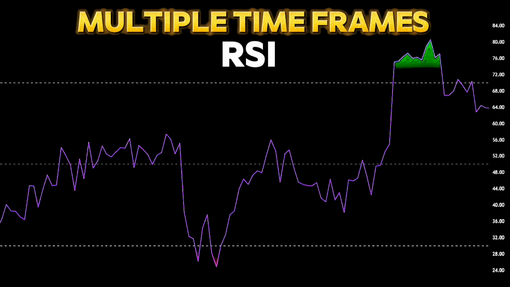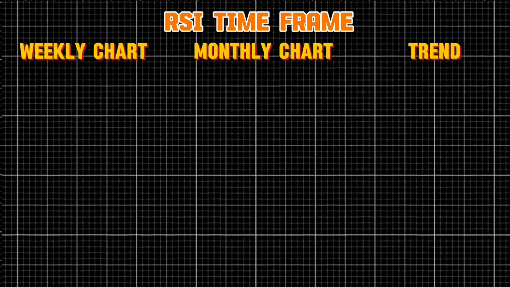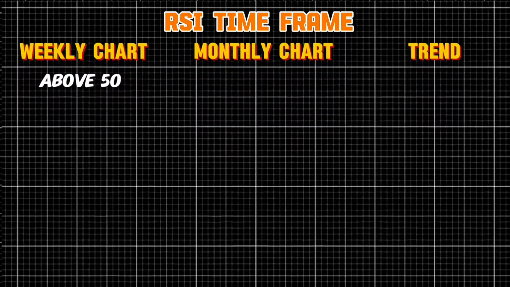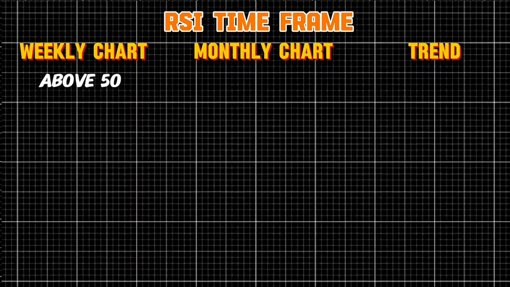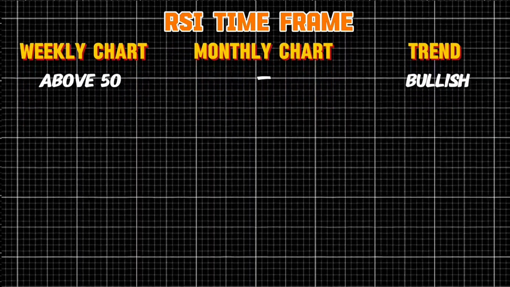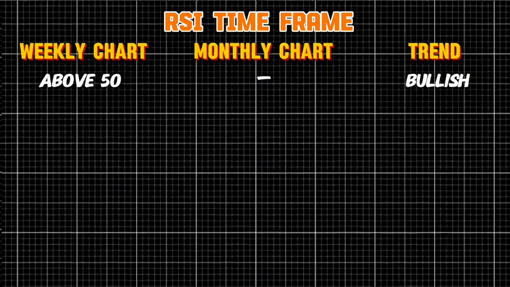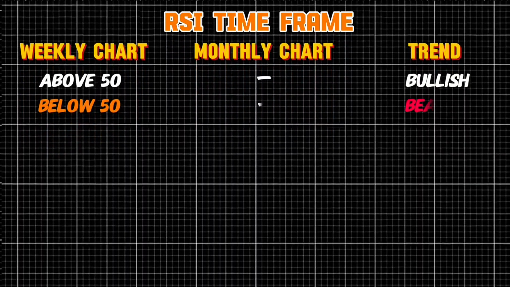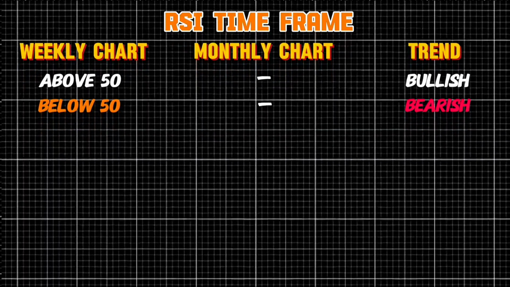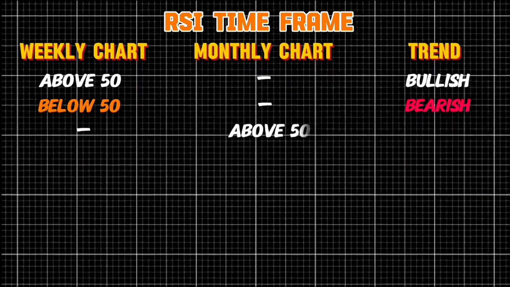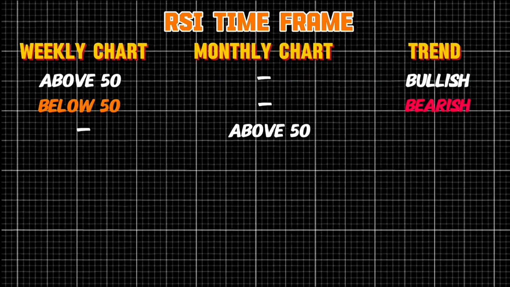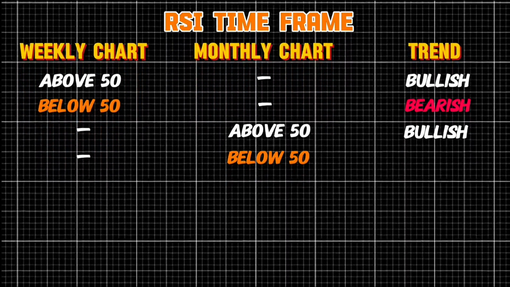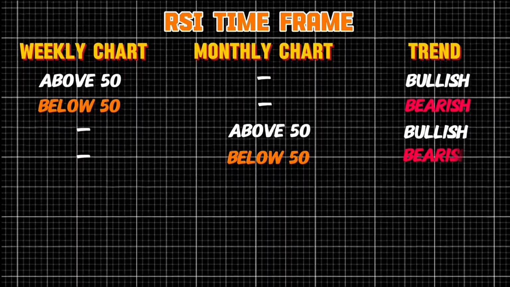So if you ever notice on the weekly chart that the RSI breaks above the 50 level, remember, 50 is the mid-zone. It usually signals that the stock has turned short-term bullish. On the other hand, if the weekly RSI drops below 50, it indicates short-term bearish momentum. Now, if we shift to the monthly chart and the RSI is above 50, that suggests long-term bullish momentum. But if it's below 50 on the monthly time frame, the stock is in long-term bearish momentum.